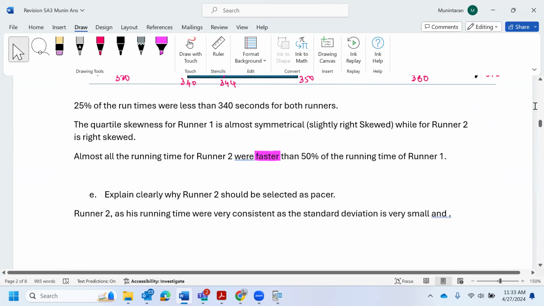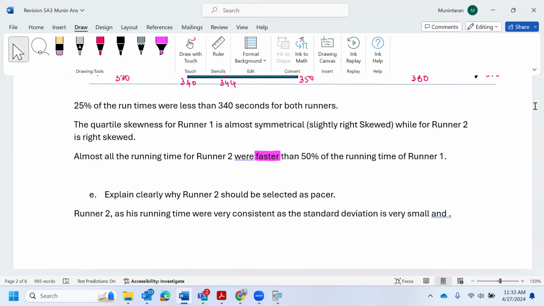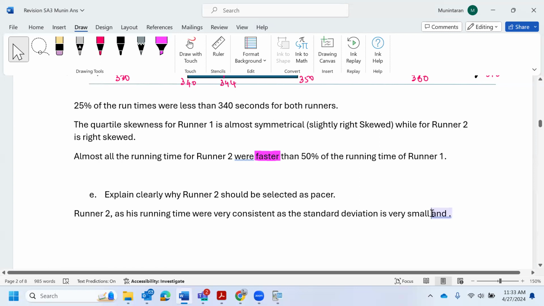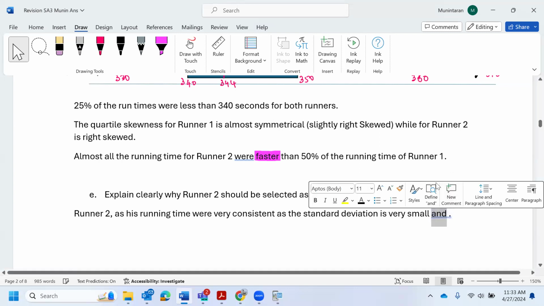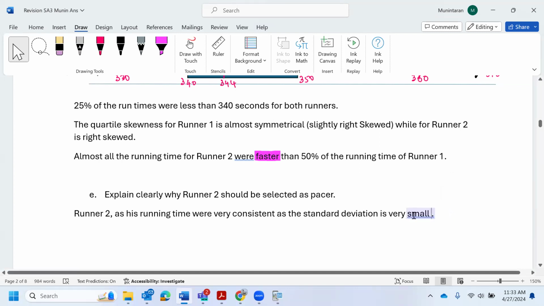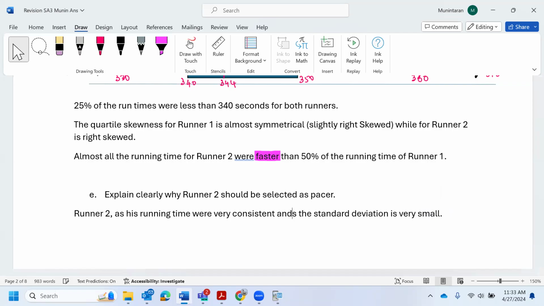All right. So it should be runner 2. Why? Because the running times were very consistent, as the standard deviation is very small. Very consistent. I think it should be N, not.